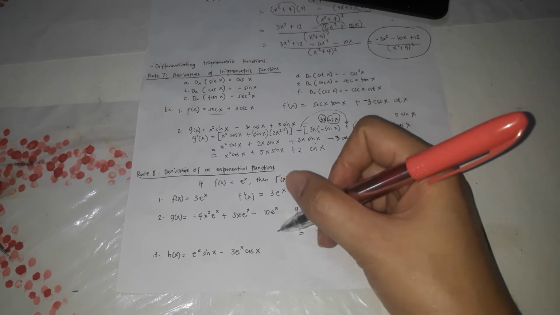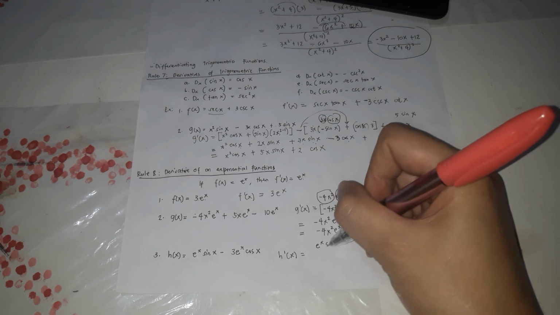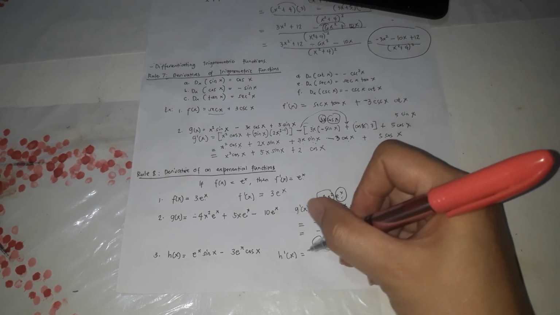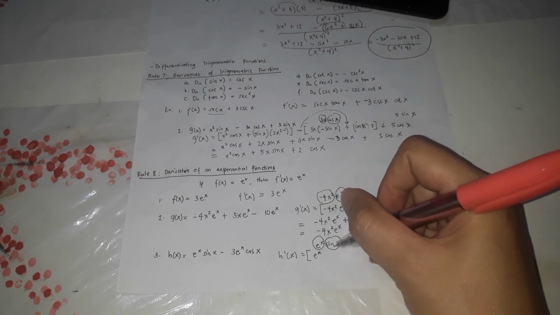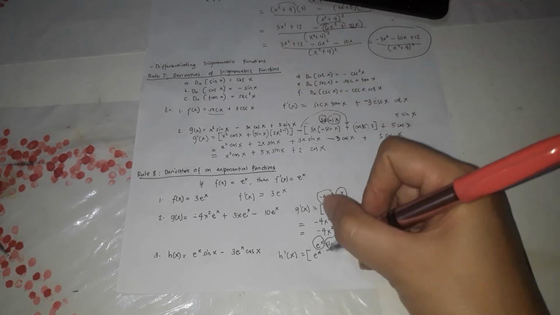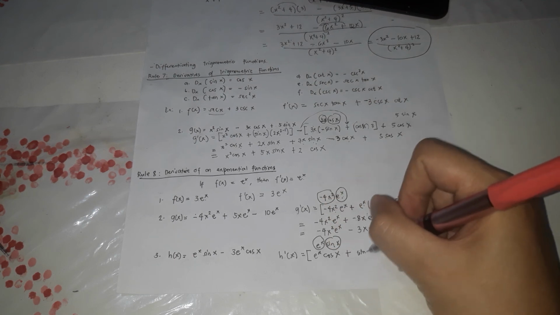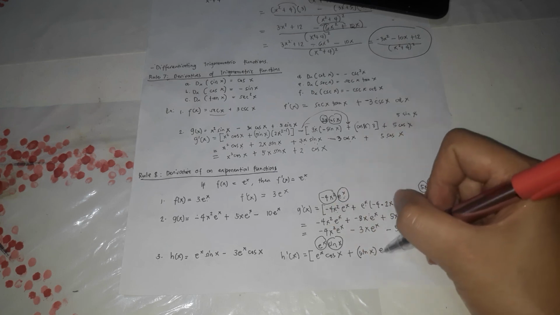The last one. h of x is equal to e^x sin x minus 3e^x cosine x. So kunin muna natin derivative. So first, e^x sin x. So dalawang term. So product rule. So copy the first. Kunin derivative ni sin x. Derivative ni sin x is cosine x. Plus, copy the second. Kunin derivative ni first na e^x. E^x pa rin.